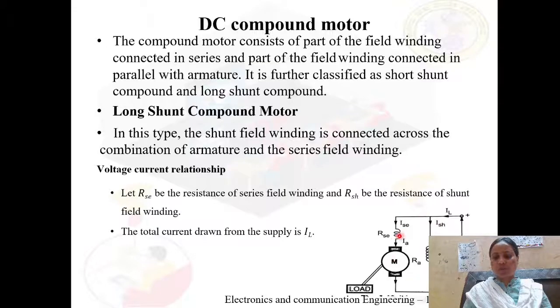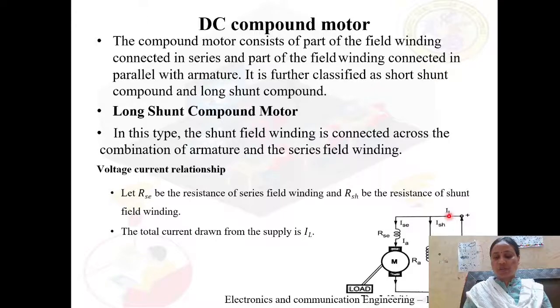So this is what the circuit diagram looks like for the long shunt compound motor. Here the shunt field winding is connected in parallel to the series combination of the series field winding and the armature winding. This field winding having resistance RSH is connected in parallel to the series combination of the series field winding having resistance RSE and the armature having resistance RA. IL is the total load current which is drawn from the supply.